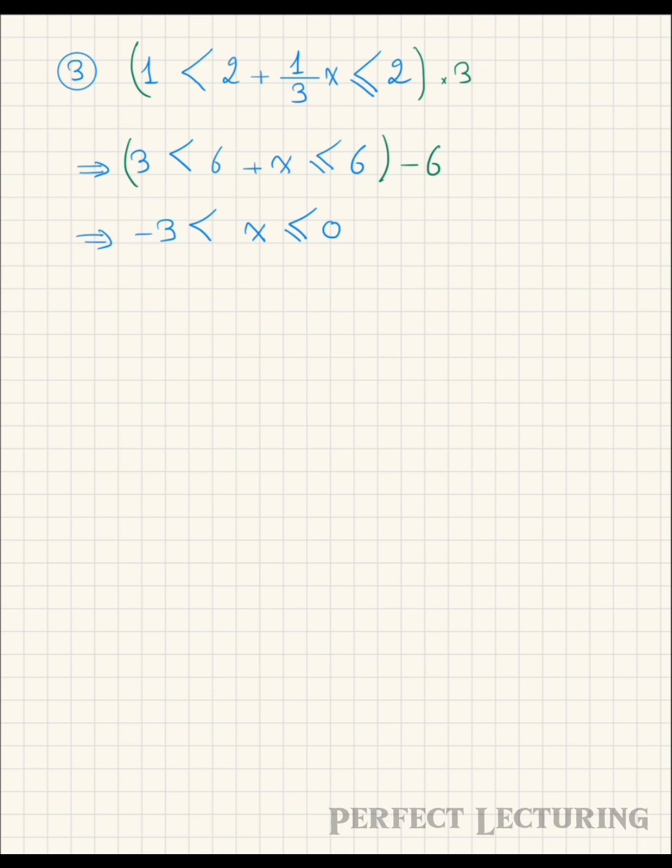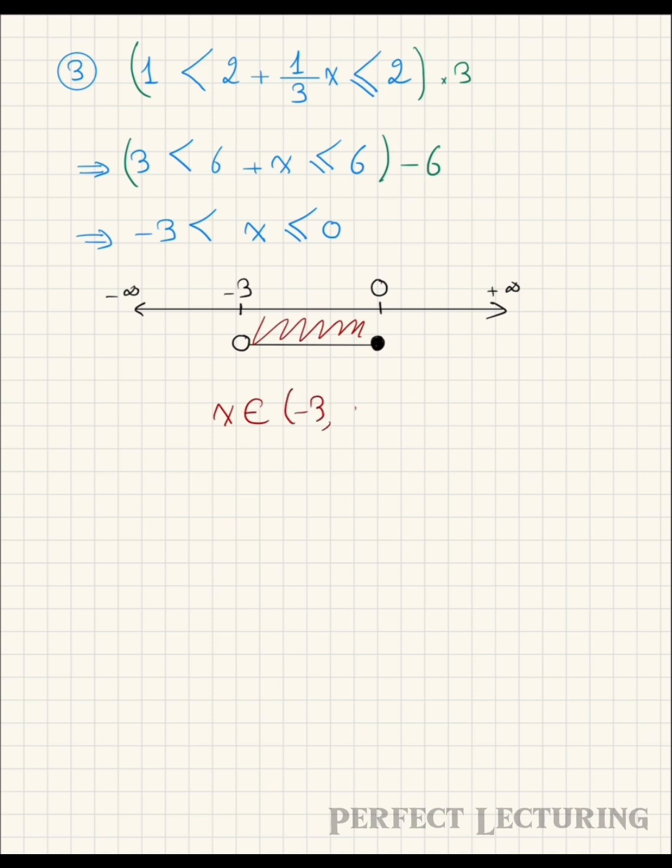So now we move on to the number line. There is no equal sign at -3, which means we have to add an empty circle, but we do have an equal sign at 0. Then we join both circles and we obtain the solution region. Therefore, x belongs to the interval -3 open, 0 closed.